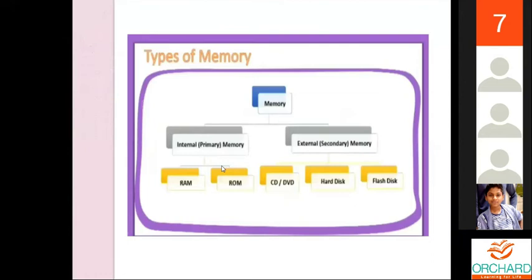Next, we are going to see about types of memory. See, the computer has two types of memory, primary memory and secondary memory. The other name of primary memory is internal memory and the other name of secondary memory is external memory. Again, this primary memory has two classifications, that is RAM and ROM.